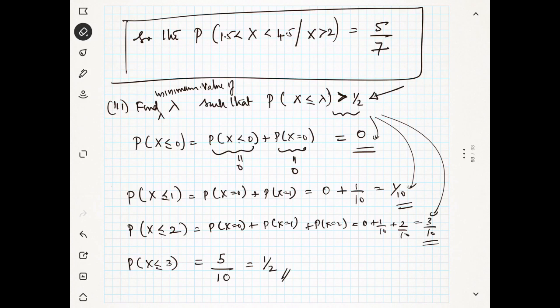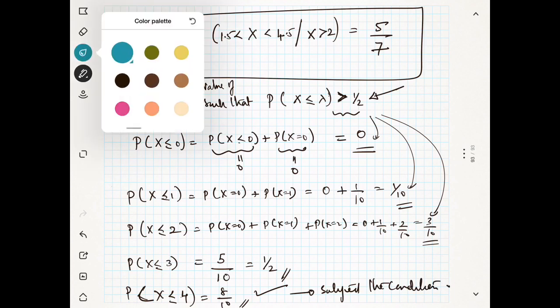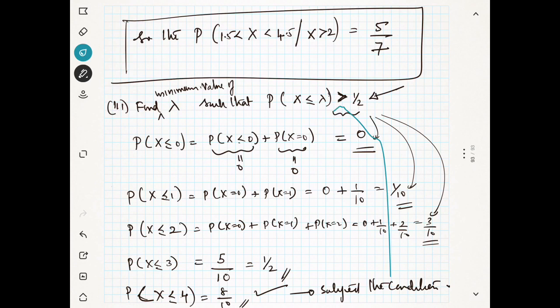Now the probability that x is less than or equal to 4 is nothing but you will get 8 by 10. Yes, this is satisfying the condition. Which condition? I will show the condition. This is the condition. This condition is greater than 1 by 2.